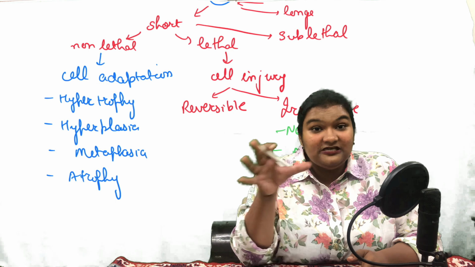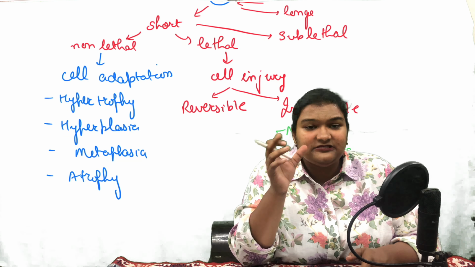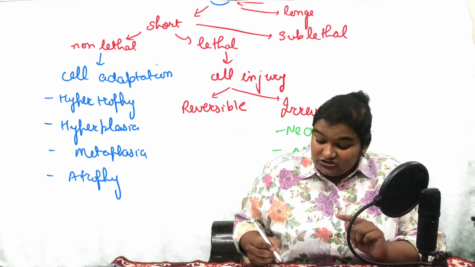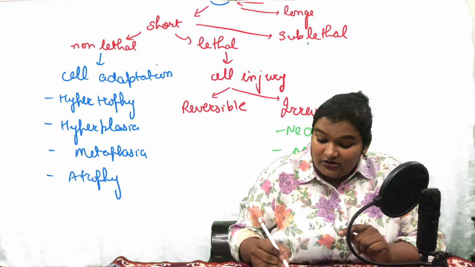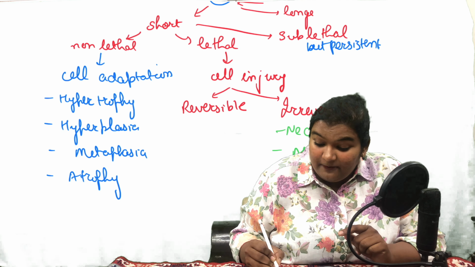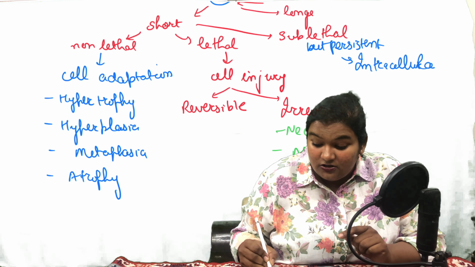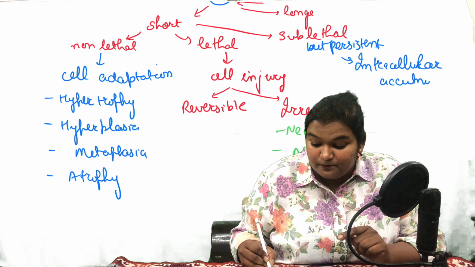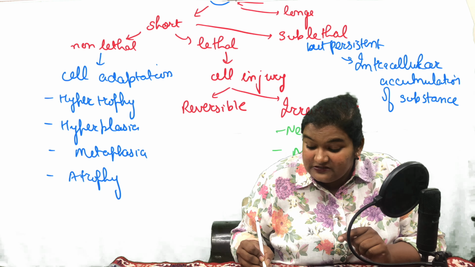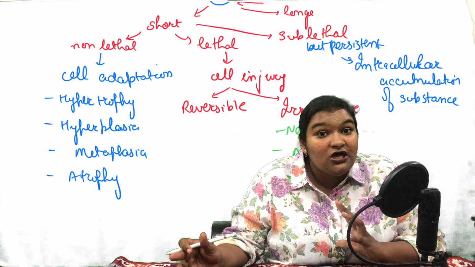And then we have sublethal but persistent. That means a little bit more than the short term, but it does not enter into the long term type of stimulus. So, sublethal but persistent. What is going to happen here is that there will be intracellular accumulation of substances. Different kinds of substances and pigments are going to accumulate inside the cell.